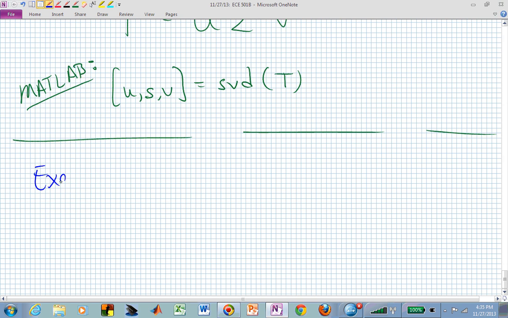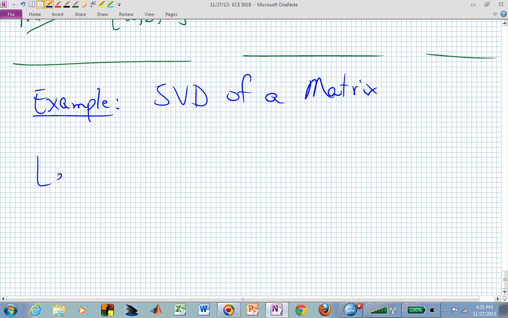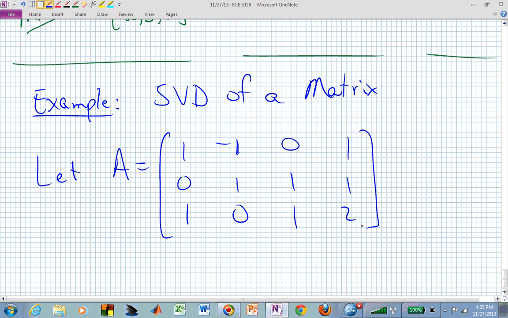Here's an example then of SVD of a particular matrix. Suppose somebody gives you this matrix A. First column is 1, 0, 1. The next column is minus 1, 1, 0. The third column is 0, 1, 1. And the last column is 1, 1, 2. And this is now an element of a 3 by 4.